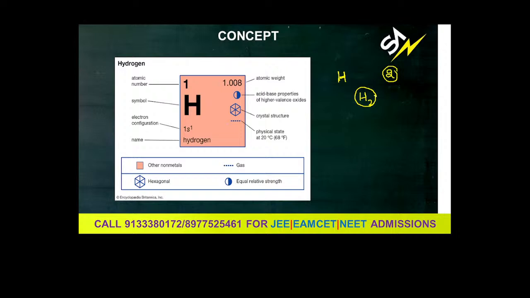And what is the type of bond present in the two hydrogens? In the case of this hydrogen molecule, molecule indicates it is a covalent molecule. So it has a covalent bond between the hydrogens. And hydrogen's physical state is the gaseous state.